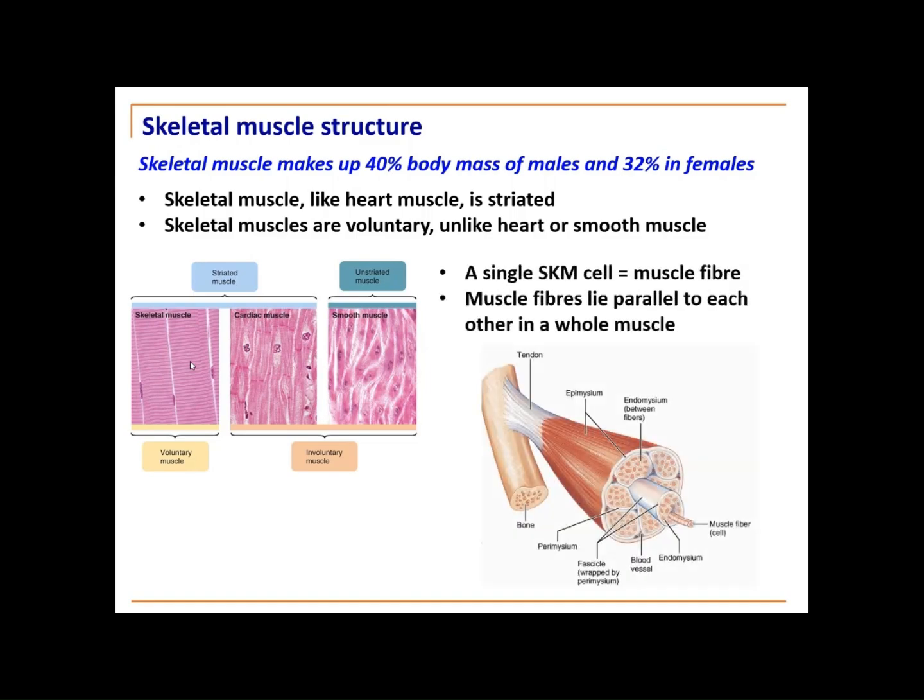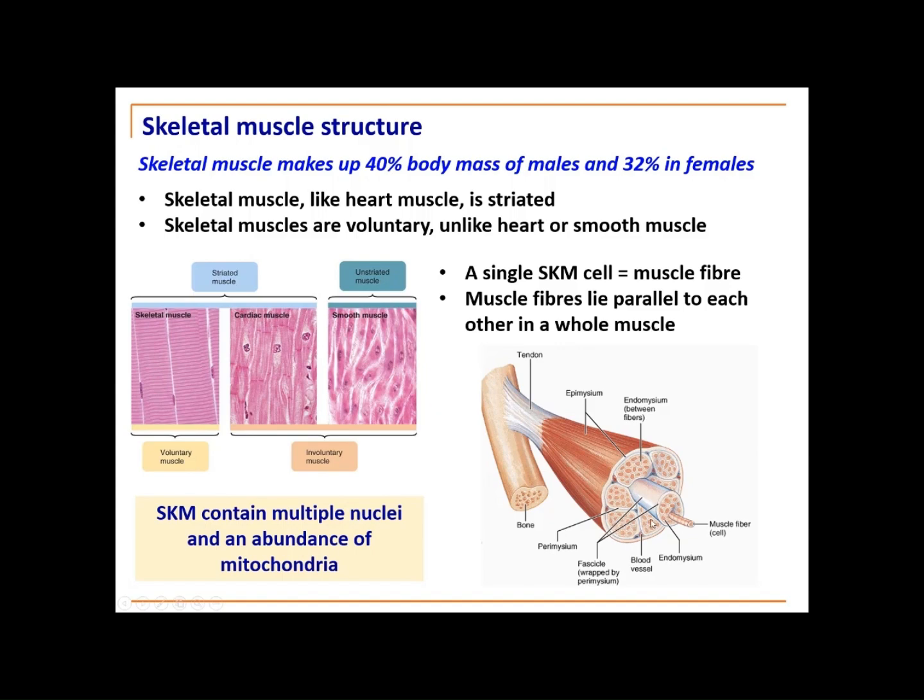So if we're looking at a single skeletal muscle cell or fibre, this is what you're looking at. So here is your individual skeletal muscle fibre. And the muscles lie parallel to each other in a whole muscle. And then if you're thinking about the nuclei, just so that you know, skeletal muscle contain multiple nuclei and an abundance of mitochondria.